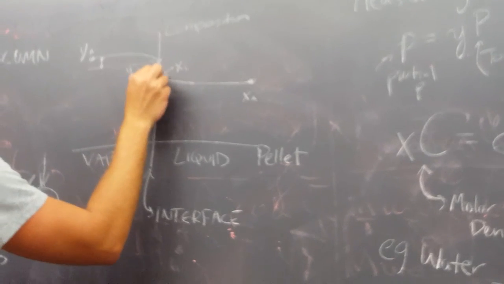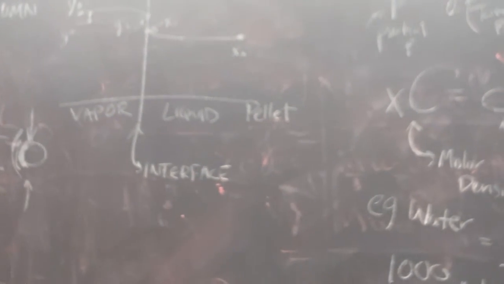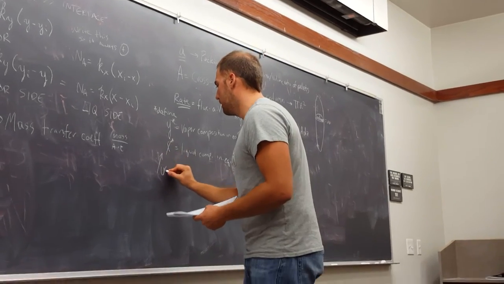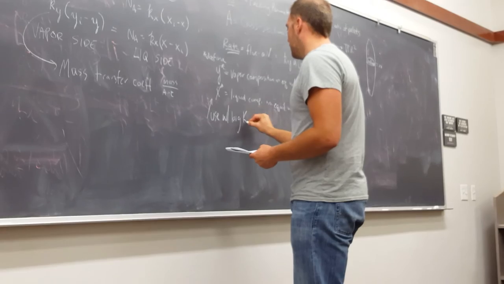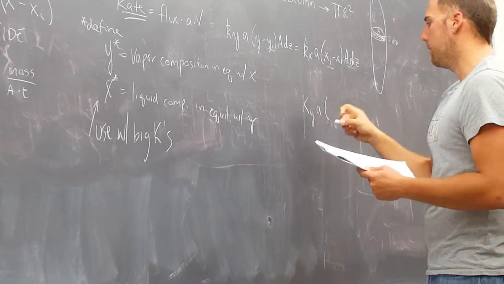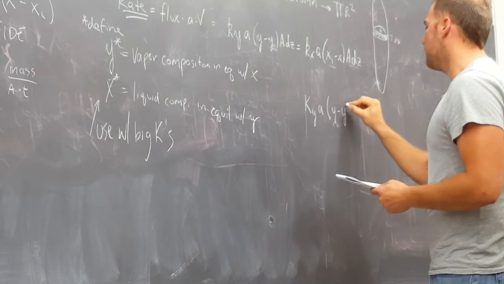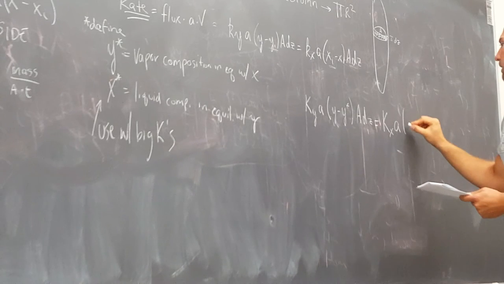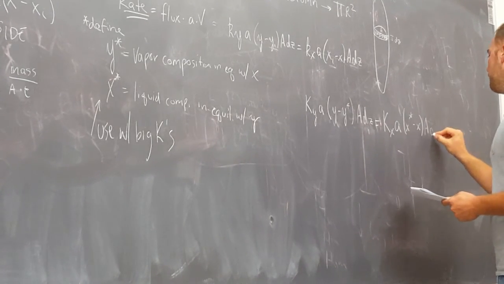So on the diagram, all that means is we take xA, find where xA is, that'll be in equilibrium with some y, call that y star. And same thing for the other side. Because we know the bulk concentrations, we can go to our equilibrium data and figure out what the star should be. So we have to define other mass transfer coefficients. A lot of defining. Those will be the big K's: big Ky a (y minus y star) big A dz equals big Kx a (x star minus x) big A dz.